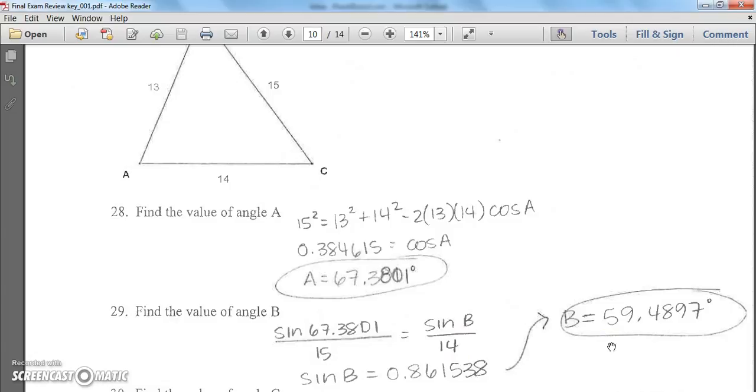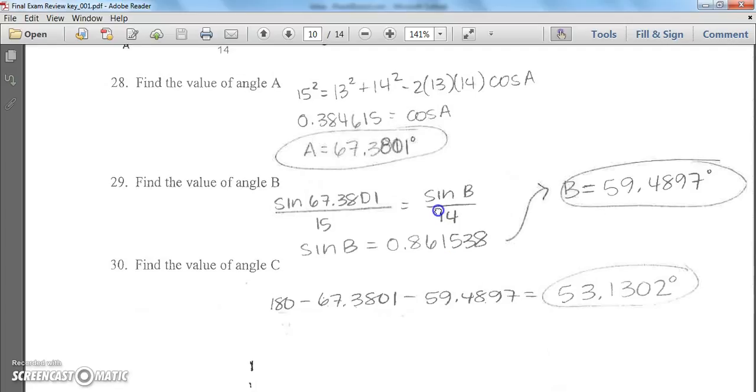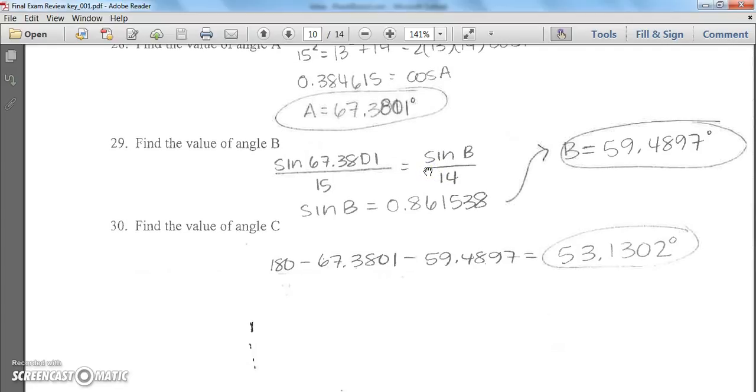You could also, if you don't trust that you've got 28 right, go back and use law of cosines again, knowing full well that this time the 14 will be across from the equal sign. And 30 here is kind of interesting, because you've got some options. You can go 180 minus the two angles I just found, or use law of cosines again.